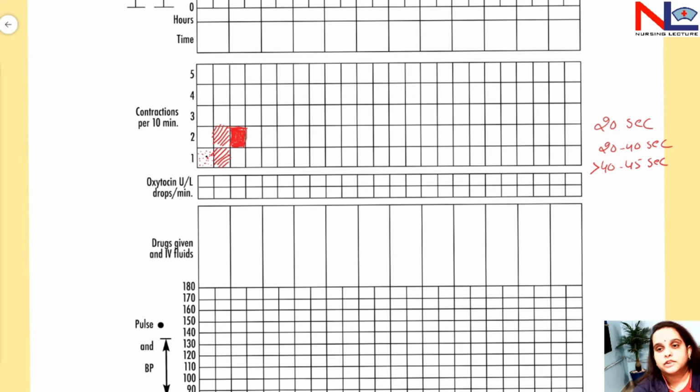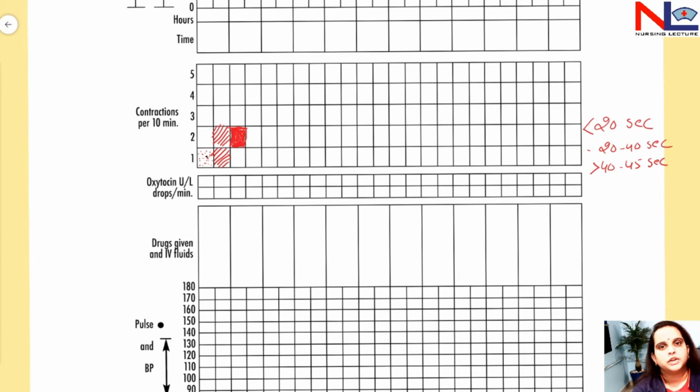So, mild contraction lasts for less than 20 seconds, moderate lasts for 20 to 40 seconds, and the severe one lasts for 40 to 45 seconds or more than that. Okay. So, ideally there will be one contraction in a 15 to 30 minute duration in the early first stage of labor, which lasts for about mild to moderate.